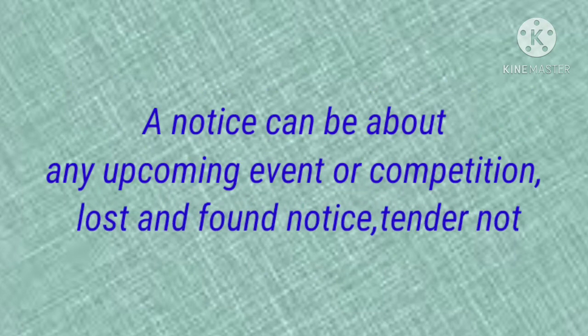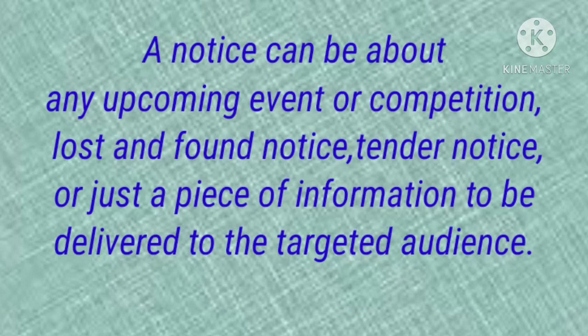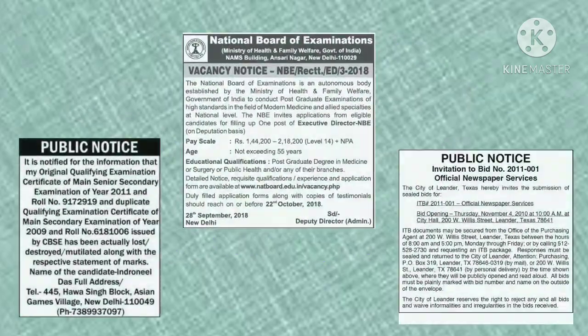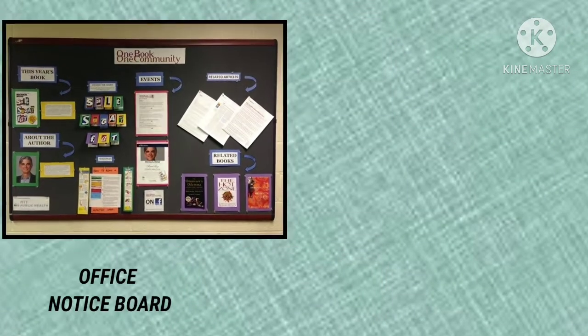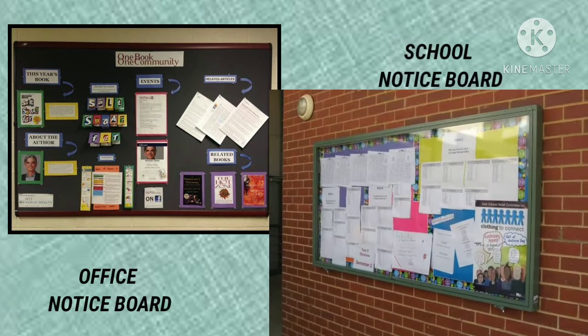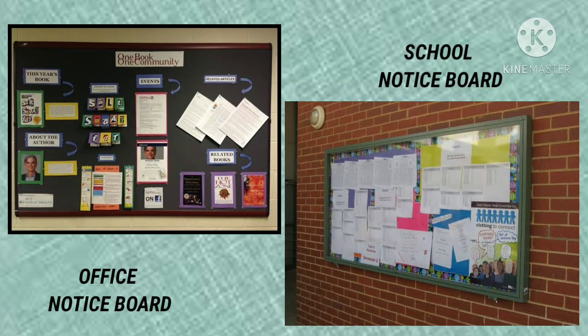It can be an upcoming event, a competition, a lost and found notice, a tender notice, or just a piece of information which you want to deliver to a targeted audience. This targeted audience can be anyone. It might be the general public, and such notices we put out in a newspaper. It can be for office employees on an office notice board, or school children or school teachers on a school notice board. So any kind of information, any kind of news, any announcement you want to make, and you want a particular group of people to know about it, you put out as a notice.